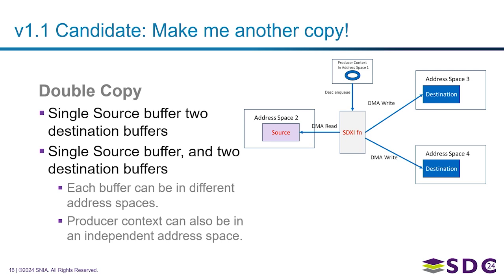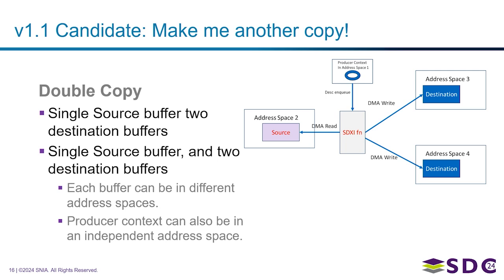So the source would be in address space 2, but the destination could be in address space 3 and address space 4. That's the power of doing address space to address space data movement in an architected way: now we can keep expanding the use cases. Now, somebody may ask me, why not do it M to N, or many to one kind of a model here? So we did talk about that.